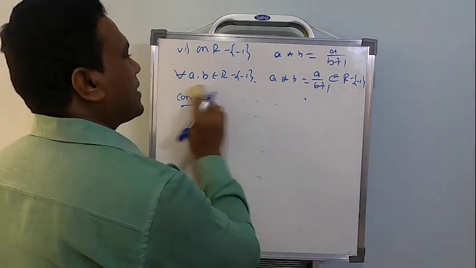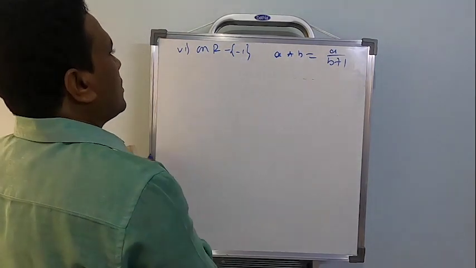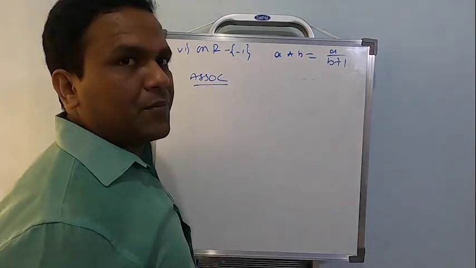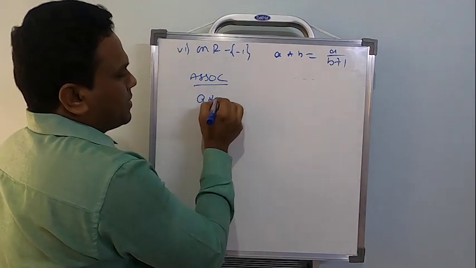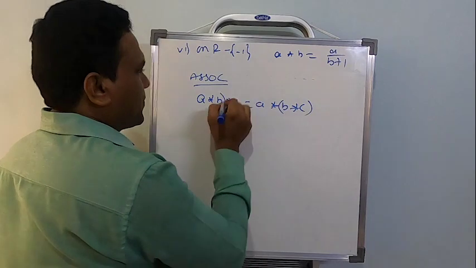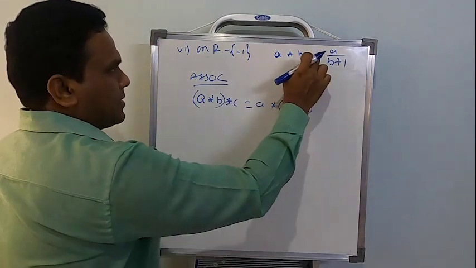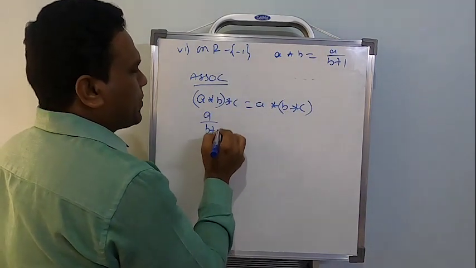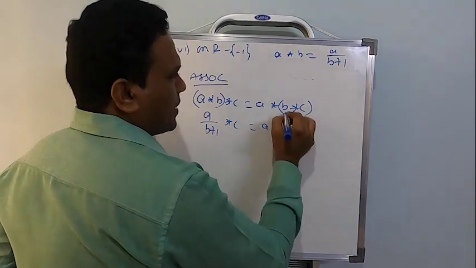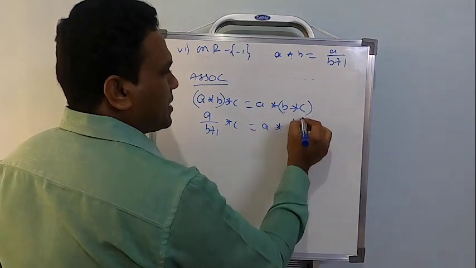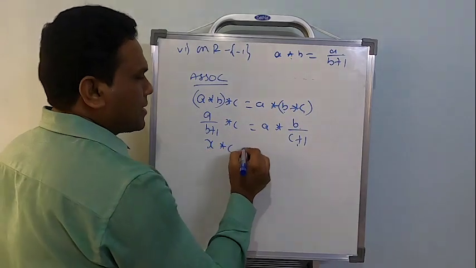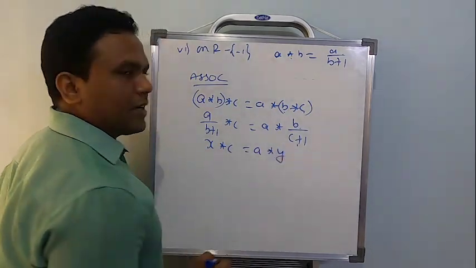Quickly, let us check one more. The next one is to check for associative. The associative property says (A star B) star C equals A star (B star C). A star B is A by B plus 1, so (A by B plus 1) star C equals A star (B by C plus 1). Let us call X star C equal to A star Y.